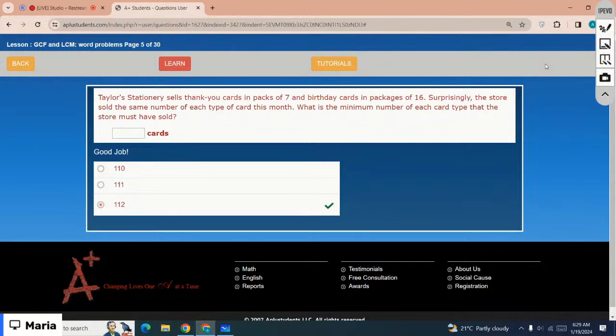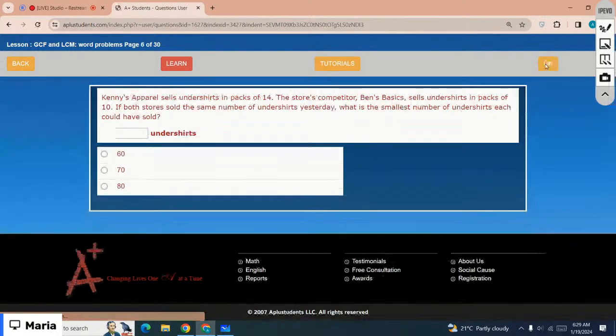Okay, the next one is: Kenny's Apparel sells undershirts in packs of 14. The store's competitor, Ben's Basics, sells undershirts in packs of 10. If both stores sold the same number of undershirts yesterday, what is the smallest number of undershirts each could have sold? You have to find the smallest number. That means you need to find the LCM. So which is the correct option?